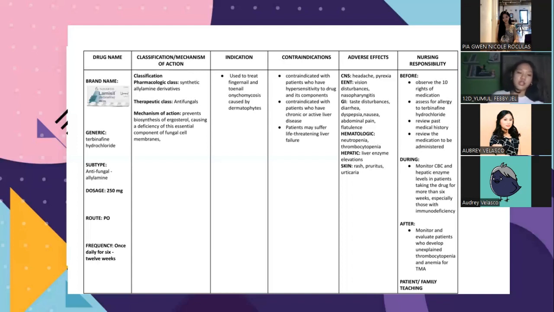As future nurses, our responsibility is to again observe the 10 rights of medication, assess for allergy to terbinafine hydrochloride, review the past medical history, and review the medication to be administered. You need to monitor the CBC and the hepatic enzyme levels in patients taking the drug for more than 6 weeks, especially those with immunodeficiency. Monitor and evaluate patients who develop unexplained thrombocytopenia and anemia for TMA.